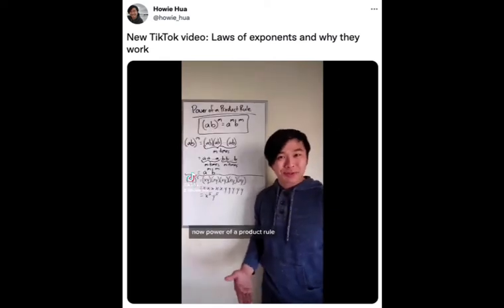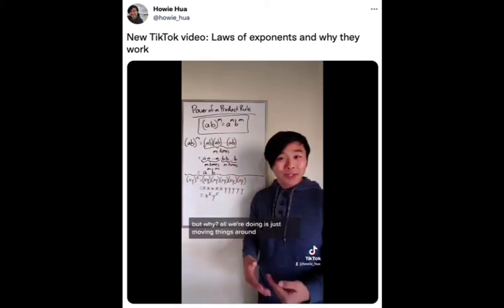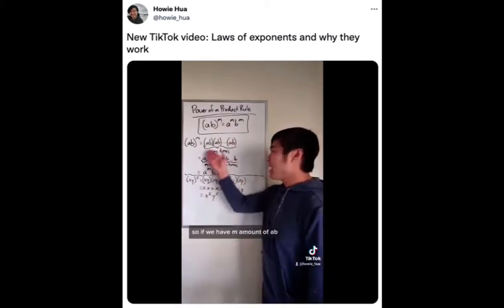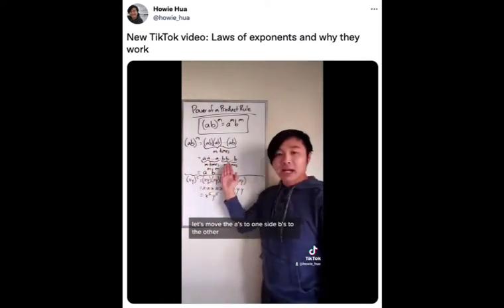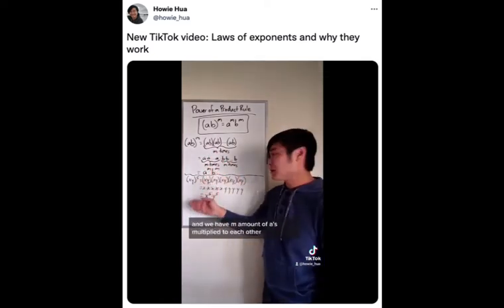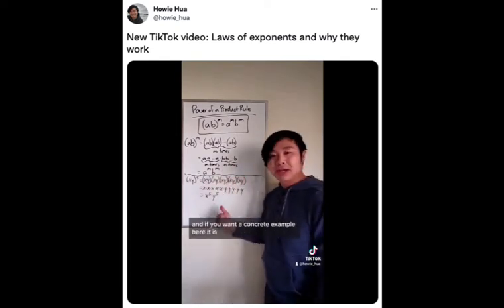Now, the power of a product rule. We raise each term on the inside to the exponent on the outside. But why? All we're doing is just moving things around. So if we have m amount of ab's, let's move the a's to one side, b's to the other, and we have m amount of a's multiplied to each other, and m amount of b's multiplied to each other. And if you want a concrete example, here it is.